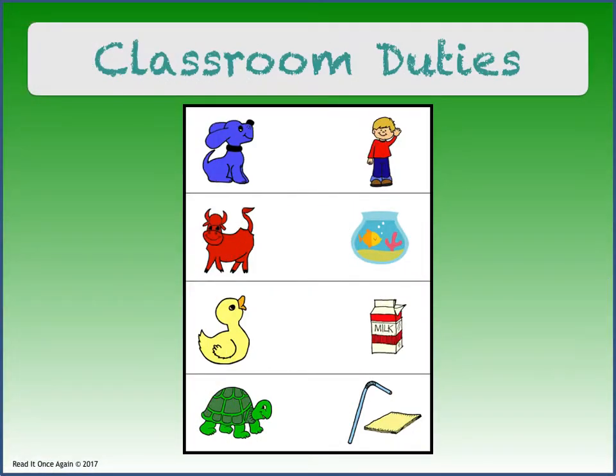You may have a classroom duty chart. In this case, Will, the blue dog, is the classroom greeter. Brian, the red cow, gets to feed the fish. Ryan, the yellow duck, has to pass out the milk. And Terry, the green turtle, will pass out napkins and straws. The jobs and symbols can be changed as necessary.